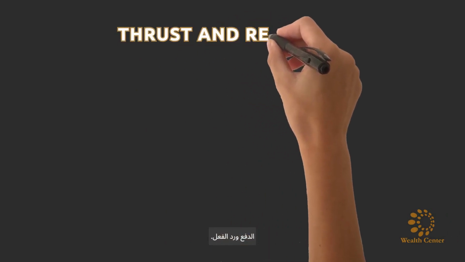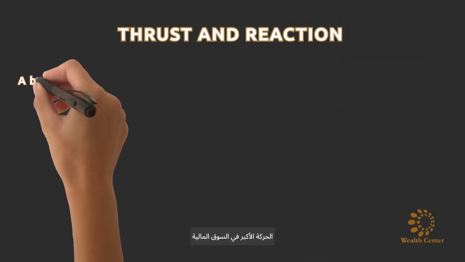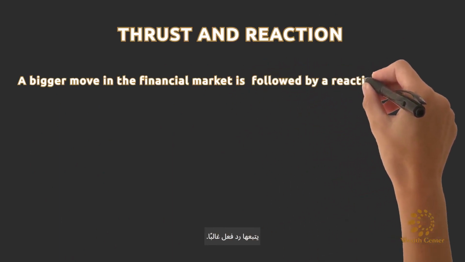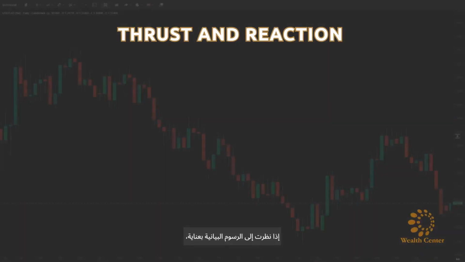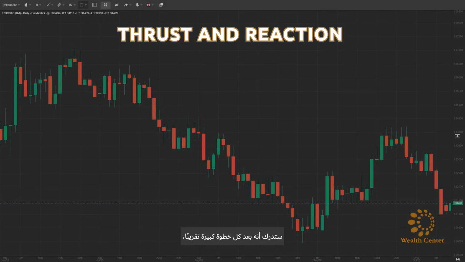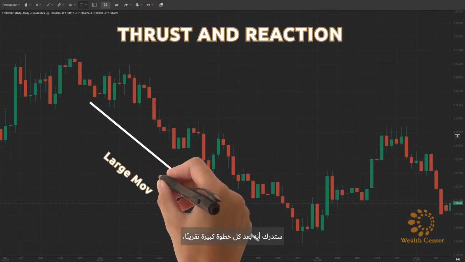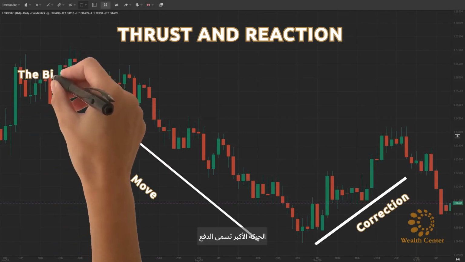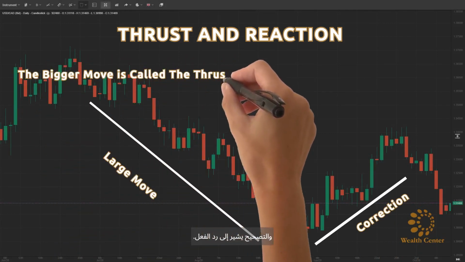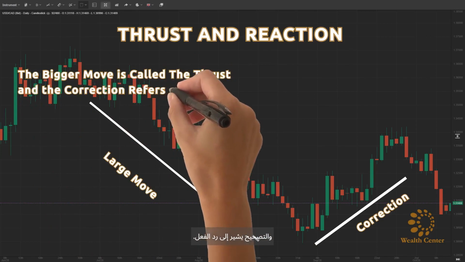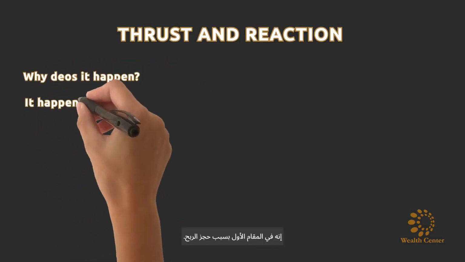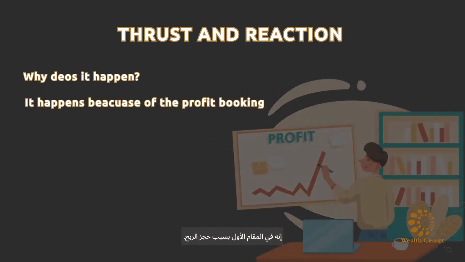Thrust and reaction. A bigger move in the financial market is generally followed by a reaction. If you look at the charts carefully, you will realize that after nearly every big move, there is a correction. The bigger move is called the thrust, and the correction refers to the reaction. Why does it happen? It is primarily because of profit booking.